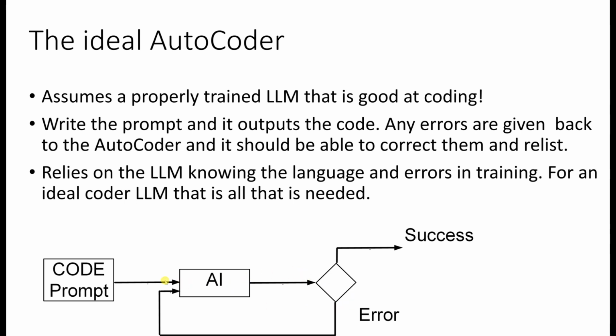It's a bit more like a control system, left to right rather than up and down, which is what they use. So it relies on the large language model knowing the language and errors in the training. And if it knows that, then you don't need much else actually. You're laughing because if it comes up with an error, it says, "Oh, I know what that error is," and corrects it and succeeds, and that's your problem solved really, and you don't need anything more than that.